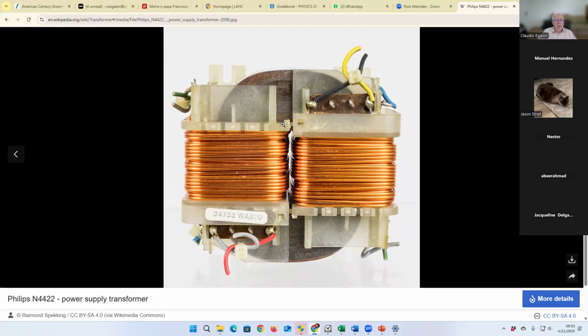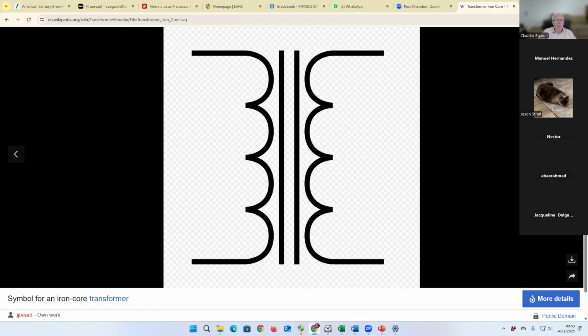And to simplify your calculations, okay? And let's see if we can get another picture here. Here you go. Here's the symbol of the solenoids. The solenoid or the transformer. One solenoid, another solenoid, and here you go, the metal that connects the two solenoids.